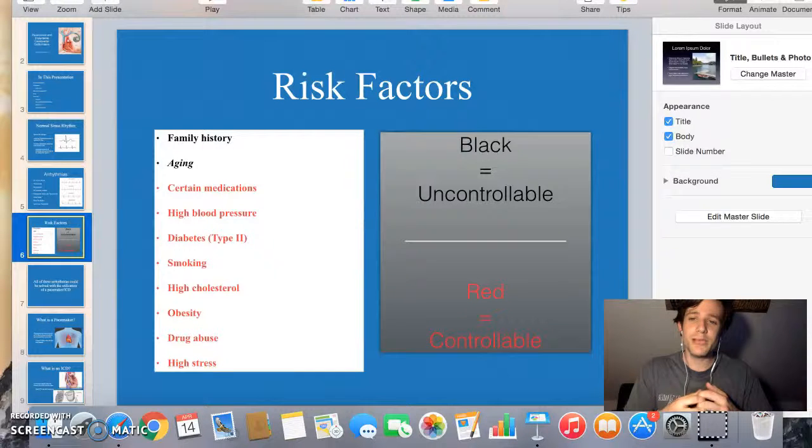So as people get older, they tend to see more abnormalities in their ECG. Then in red, we have certain medications that you could be taking. You have high blood pressure, type 2 diabetes, smoking, high cholesterol, obesity, drug abuse, and high stress. These are all lifestyle factors.